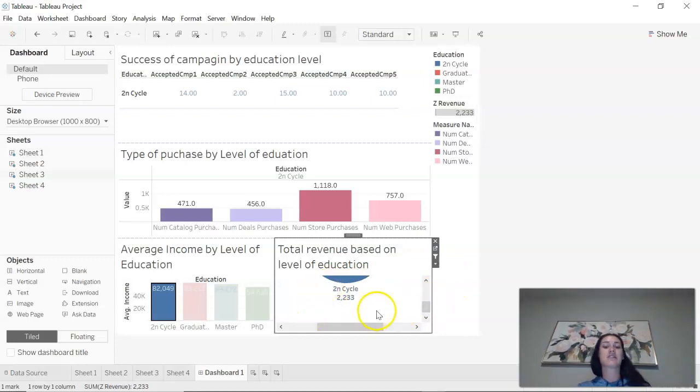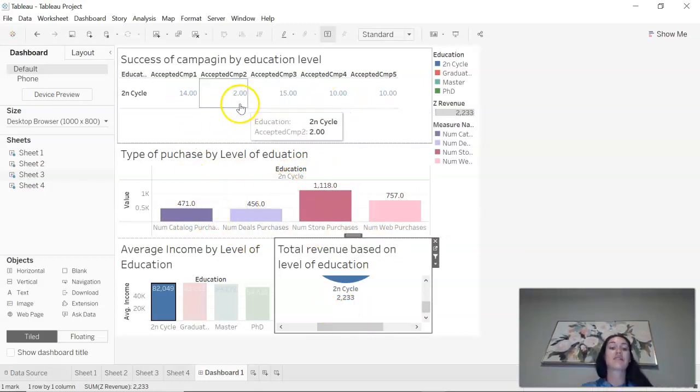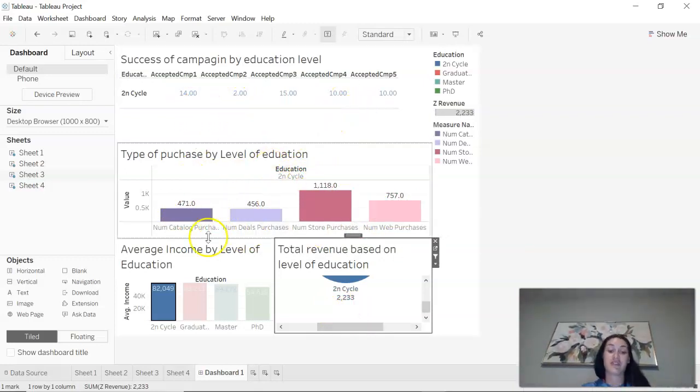Seeing here that this is $2,233, it's actually the smallest revenue created by any group. It's also important to show that these are all pretty low numbers, and their acceptance of campaigns is no larger than 15.